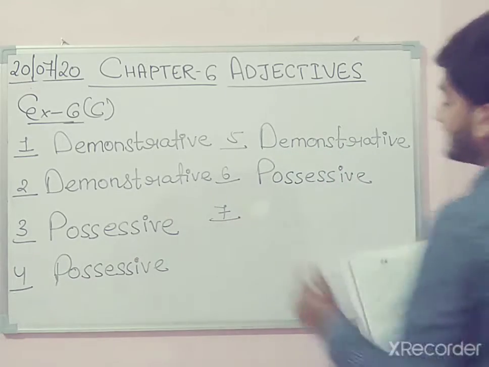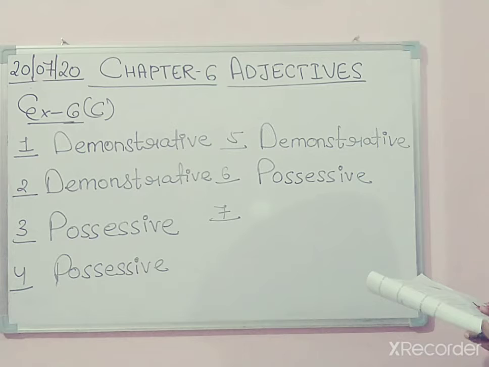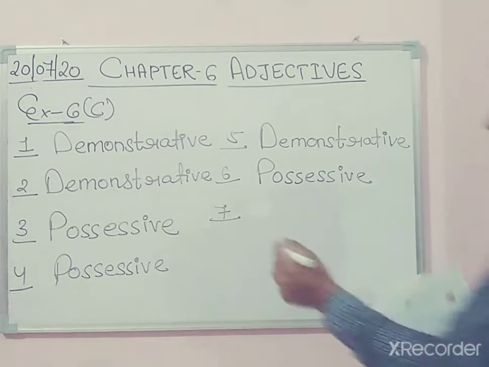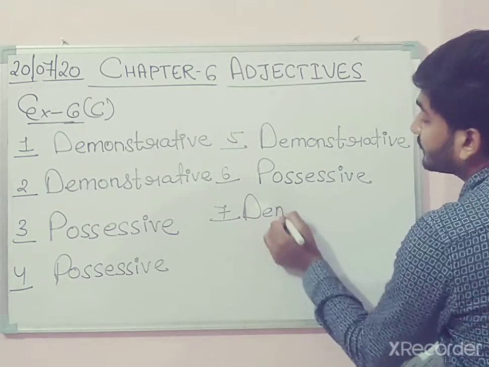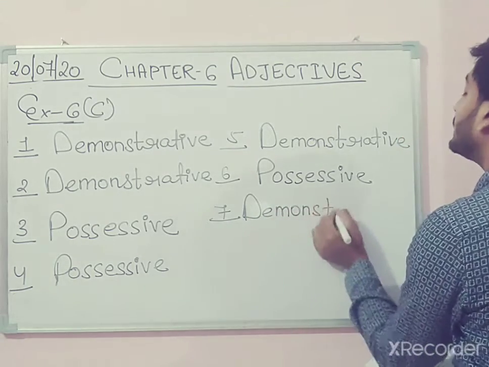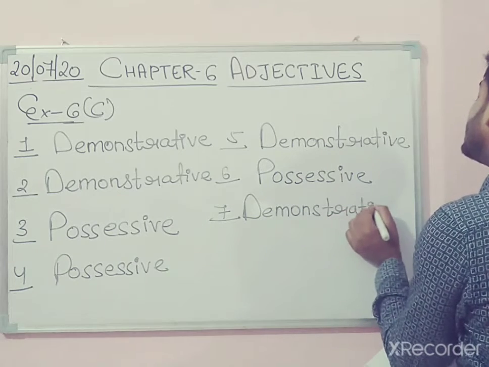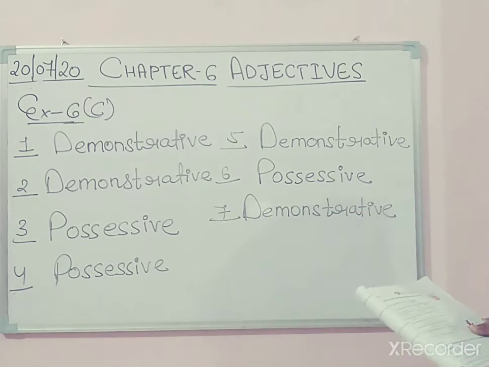Come to number 7. Number 7 is: This picture needs to be framed. This picture, pointing out, that means demonstrative. Demonstrative. And here we are using this for the noun picture. Okay, which is followed by the noun picture.